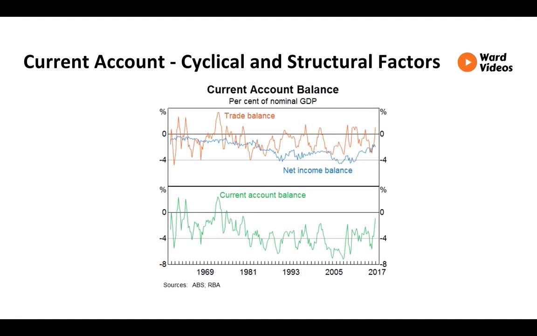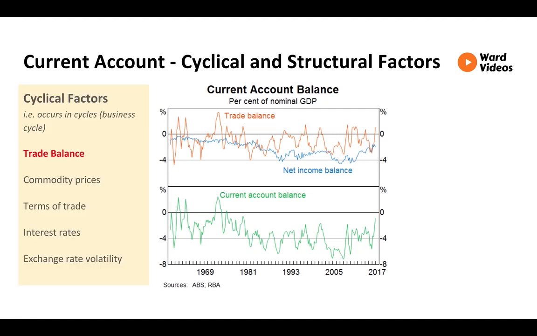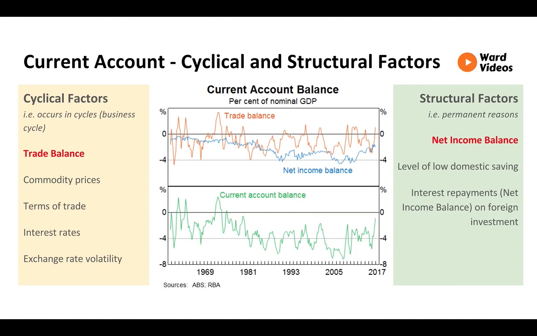Looking at the two components of the current account in the top part of the graph, it can be seen the trade balance, i.e. net goods and services, in orange, is a lot more volatile than the net income balance, i.e. net primary income and net secondary income, in blue. So the cyclical factors, i.e. the factors that occur in cycles, are the fluctuating trade balance, fluctuating commodity prices, terms of trade, interest rate and exchange rate volatility. While the structural factors, i.e. the permanent reasons for this, are net income balance, the low levels of domestic savings and interest repayments to make the BOP equal 0. These interest repayments are part of the primary income.